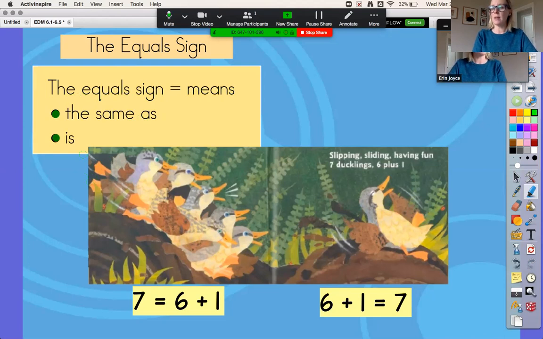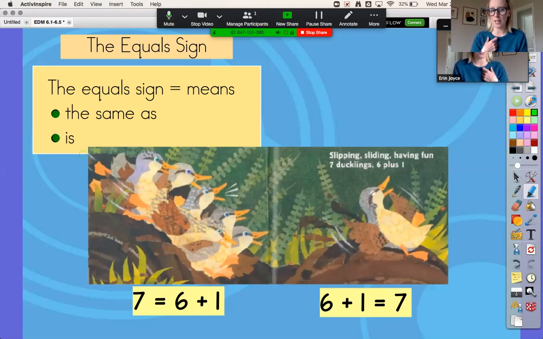Like if I said, here's an example, I chose this from one of my favorite books. It's called Count and Quack. It's about ducks. And it's a great early counting book. Some of you might have read it maybe last year in kindergarten or when you were a bit younger. But it's all about having this one group of ducks on one side of the page and one on the other. So this one says, slipping, sliding, having fun, 7 ducklings, 6 plus 1. So it's saying 7 ducklings is 6 plus 1.